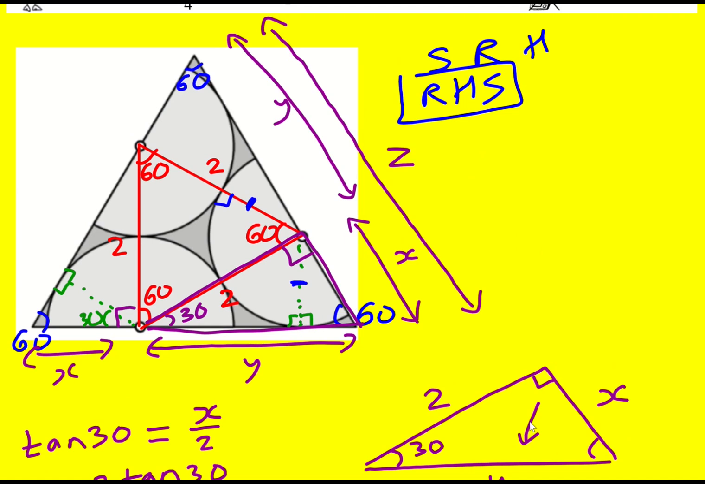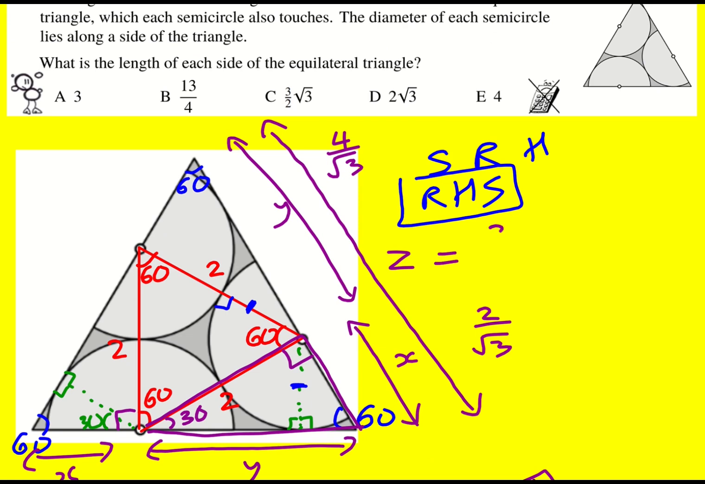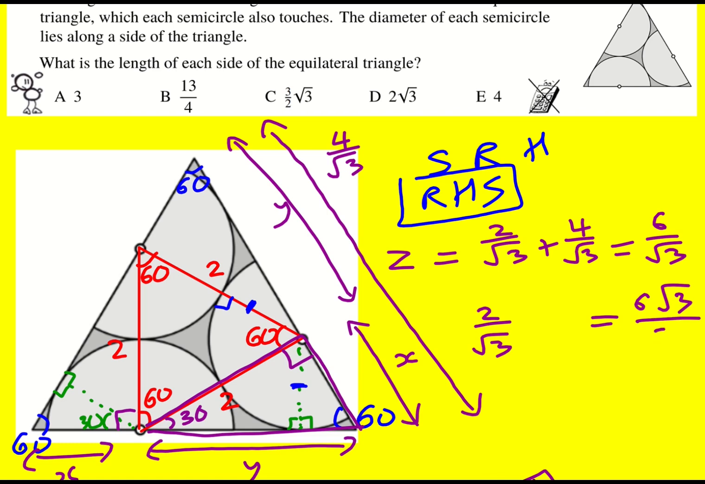So X is 2 over root 3. Y, which was over here, is also here, was 4 over root 3. So Z is going to be those two added together, which gives me 6 over root 3. Now, all the answers don't have a root in the bottom, so I'm going to need to rationalize the denominator, times top and bottom by root 3, to give 6 root 3 divided by 3, and that's going to give 2 root 3. Nicely done.